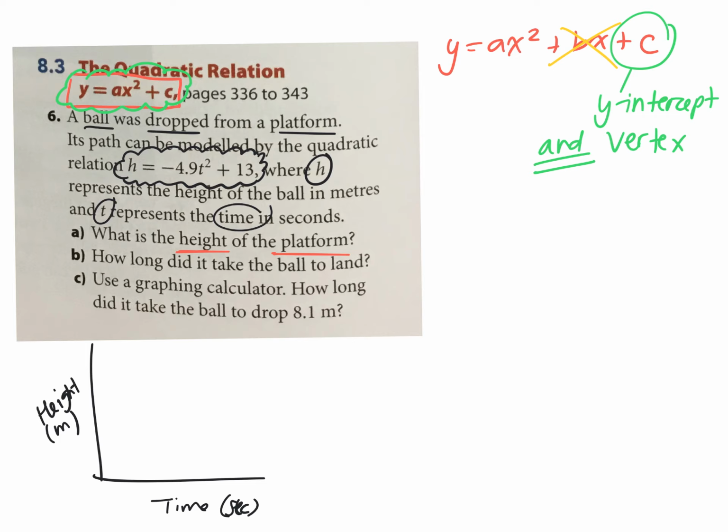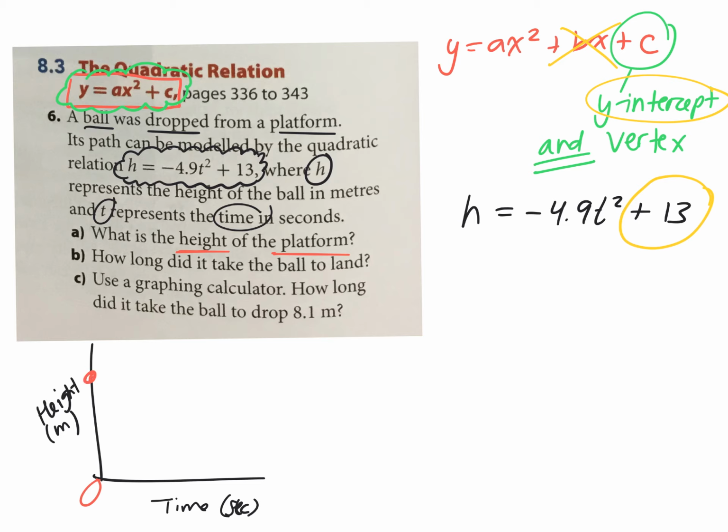So does any time pass when the ball is starting on the platform? Has any time passed yet? So what would the time be equal to? 0. Well, we just talked about this. If it's in this form, what is the value of c? What is it in this equation? Is c negative 4.9 or is it 13? It would be 13, which represents the y-intercept.